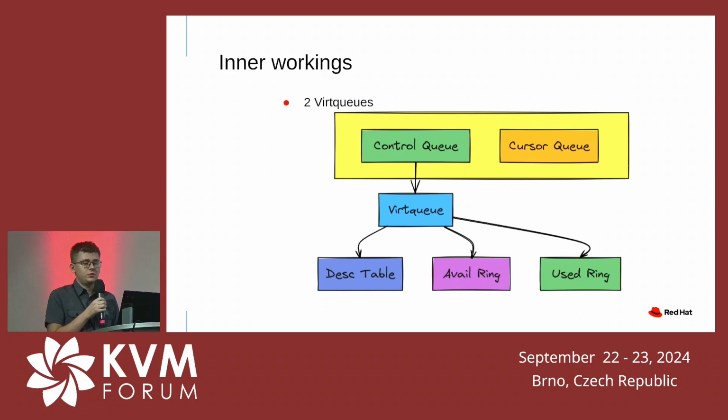The VirtIO GPU device itself uses two virtqueues. A virtqueue is basically a queue of buffers located in the guest memory. The device readable buffers containing the commands are processed by the device, and then the replies are written to writable buffers. Each virtqueue consists of three parts: a descriptor table, an available ring, and a used ring.